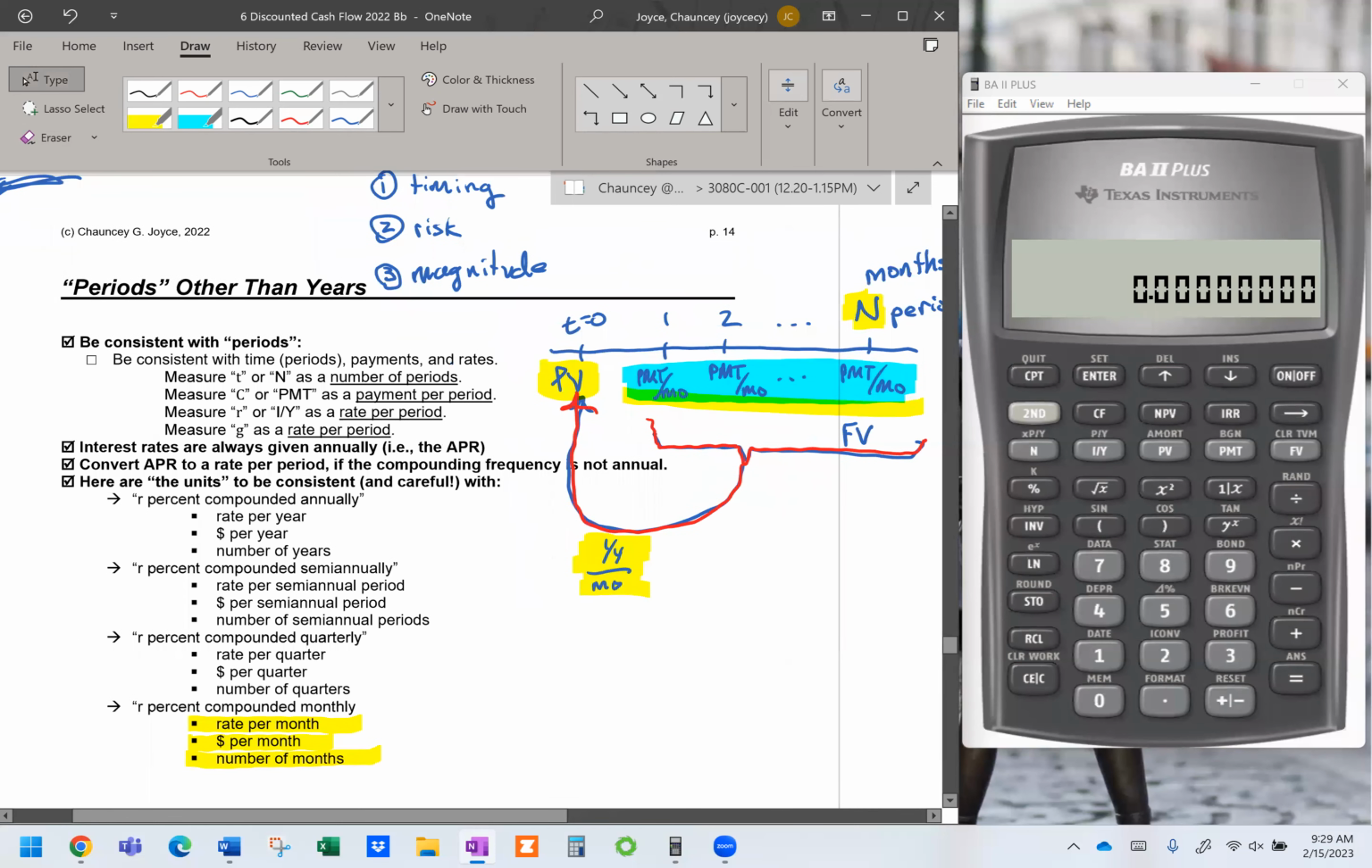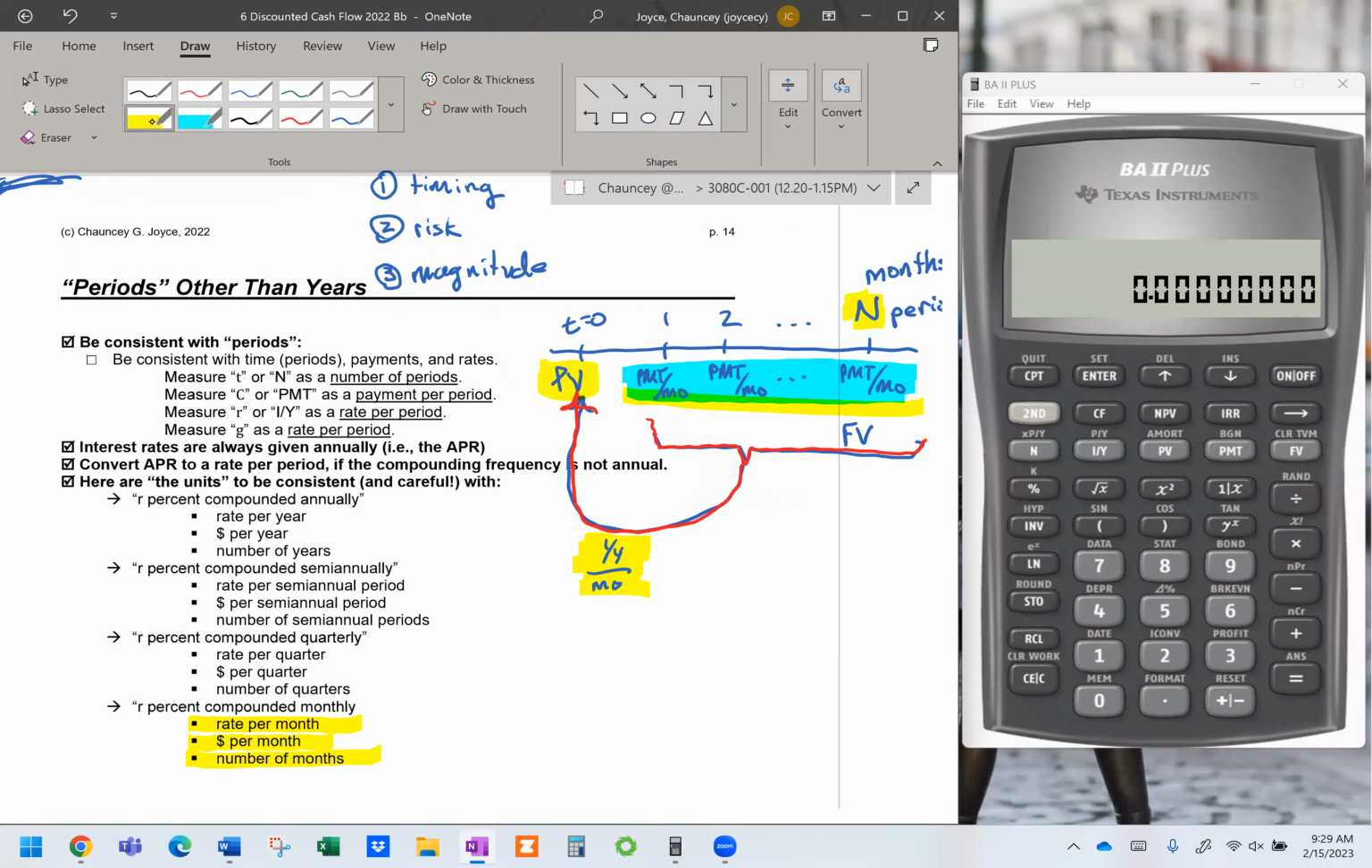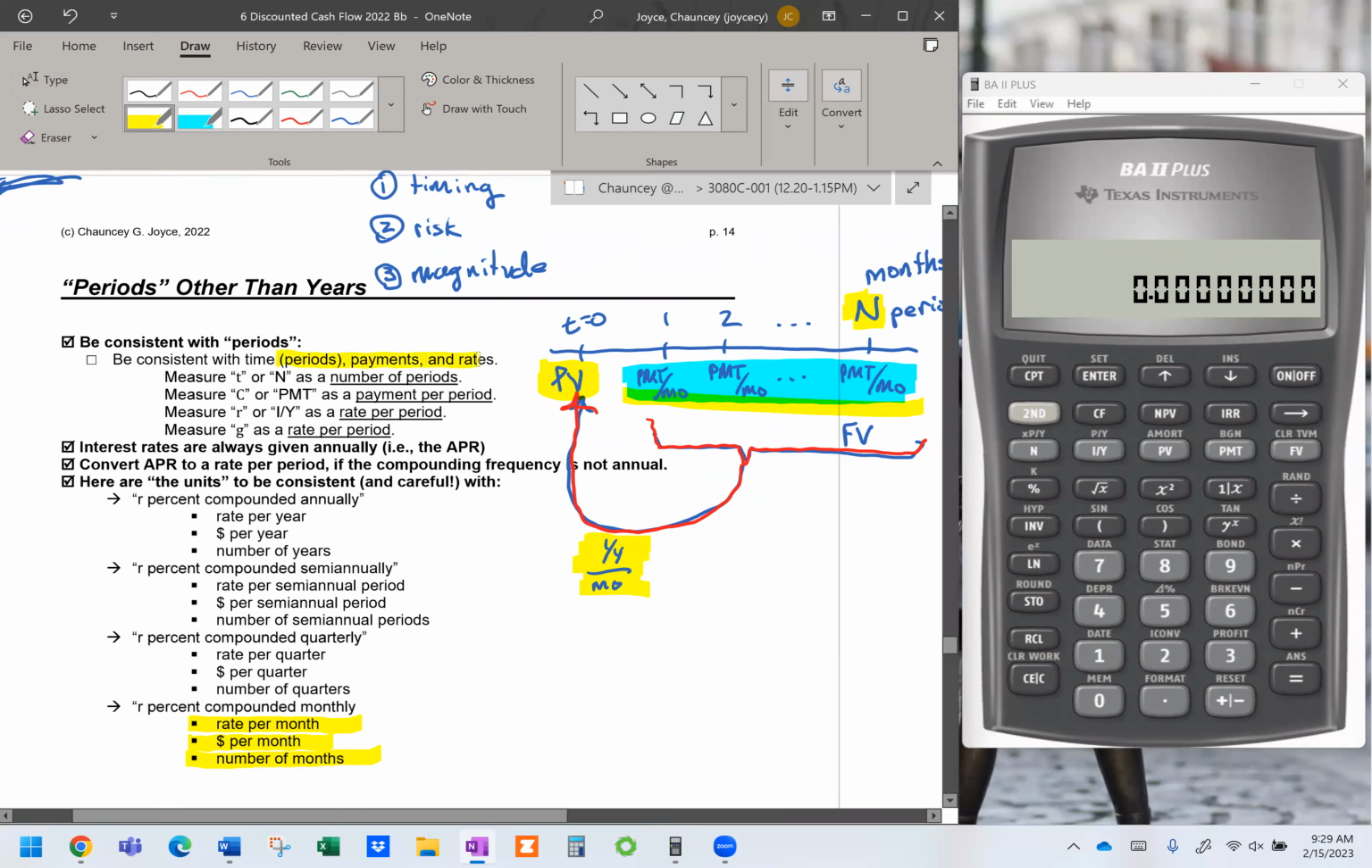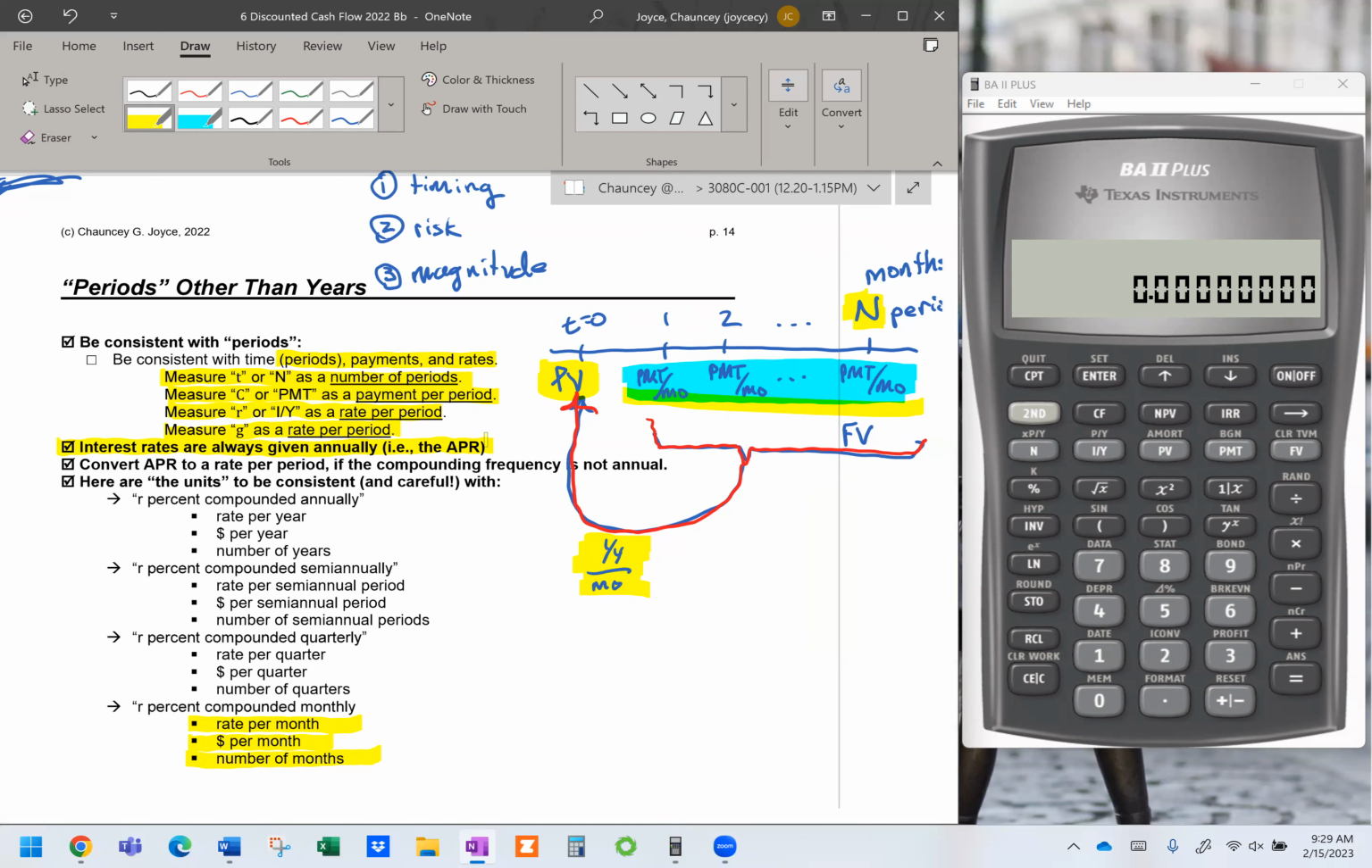So here's a checklist. Be consistent with time, payments, and rates. It's a mistake we all make. Measure T or N as periods. Measure C or payment as a payment per period, rate per period, and g growth per period. I will always give you interest rates annually for two reasons. One, you see lenders quoting this by law. Two, it's just convention in finance when we talk about interest rates to deal with APR.